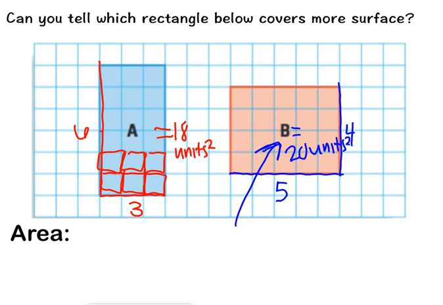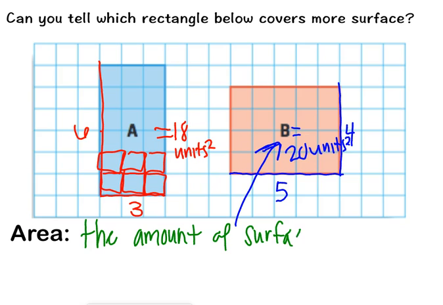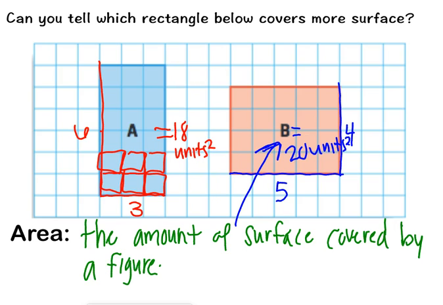So that brings us to our first definition, area. Area is the amount of surface covered by a figure. So in our example here, we had rectangles, right? It took up this much space. So how many squares were contained in that space? Well, for B, it was 20.